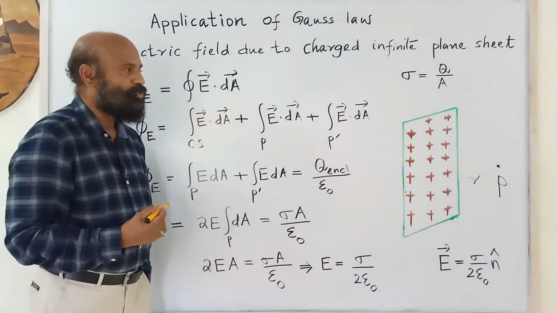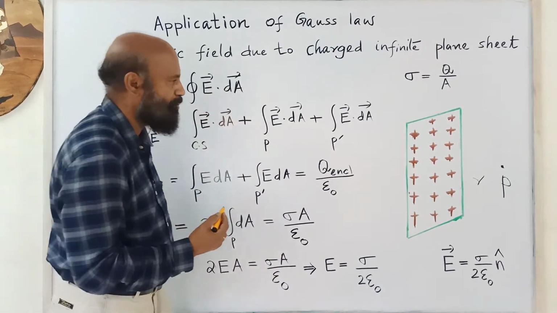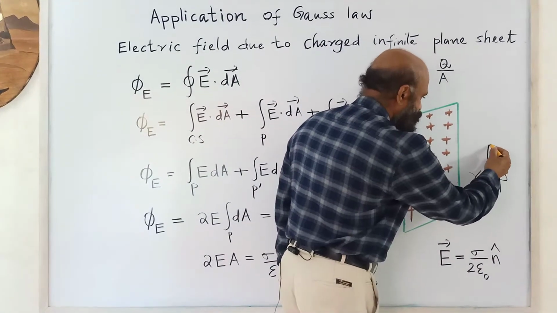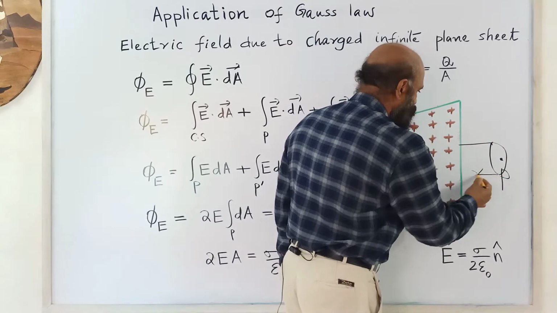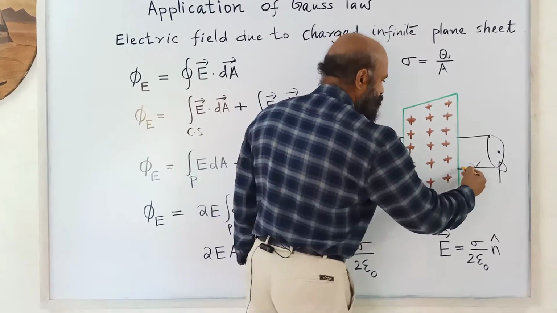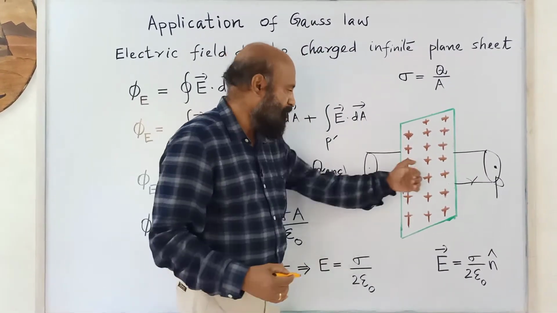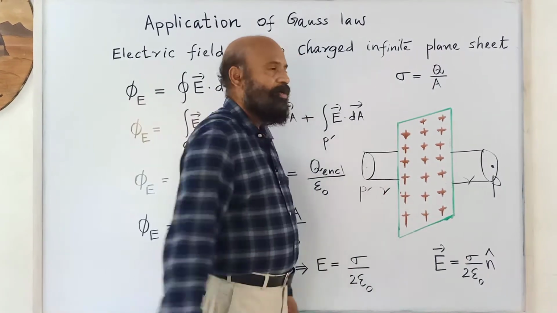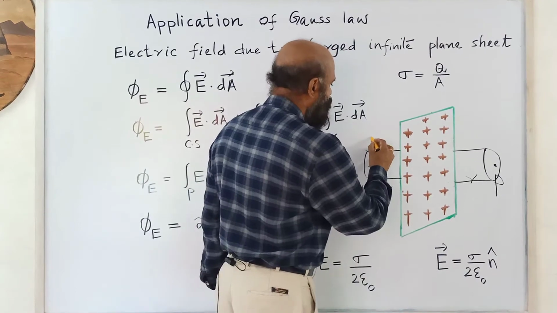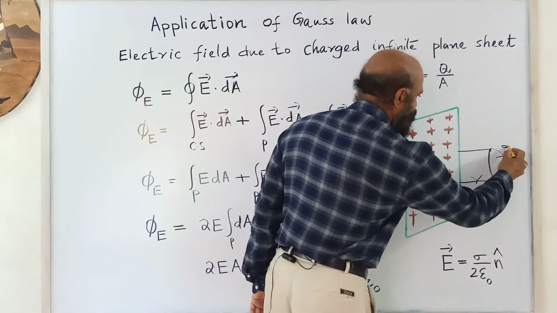To apply Gauss law, we need a Gaussian surface. So here we will consider a Gaussian surface like this, a cylinder of length 2r, with r on this side and r on this side, equal distance. This is another point P dash at the same distance on this side. So we have considered a Gaussian surface of length 2r and this area dA.